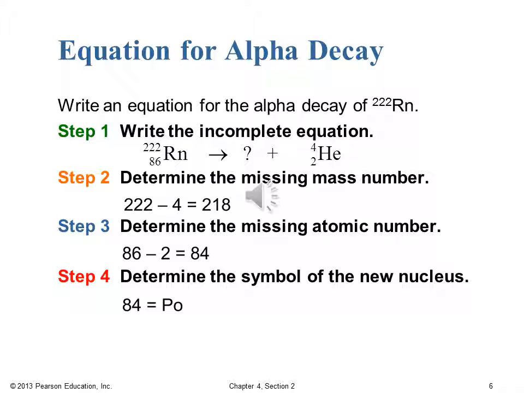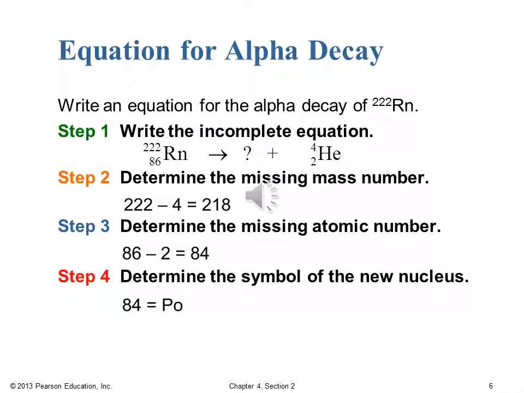So if we want to find the missing mass number, well, we know that on the left our total mass number is 222 from that radon-222 isotope. On the right-hand side, we already have a mass number of 4 from the alpha particle, so we need to know what 222 minus 4 is, and in this case it's 218.